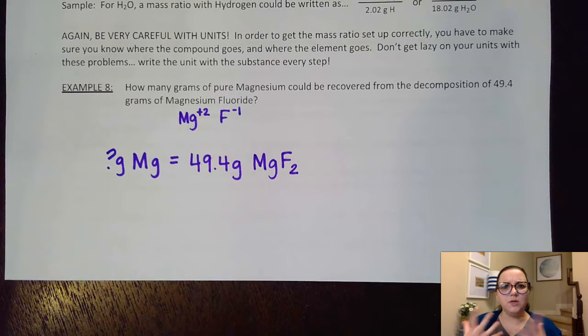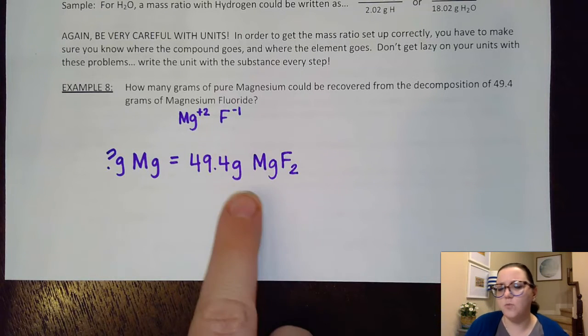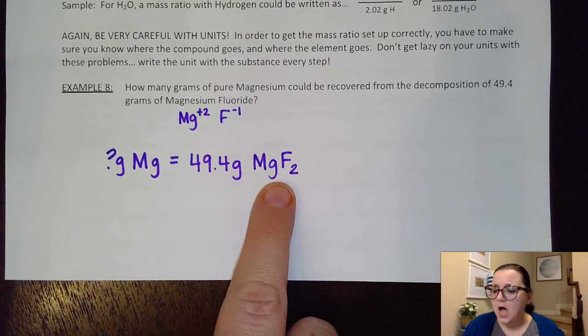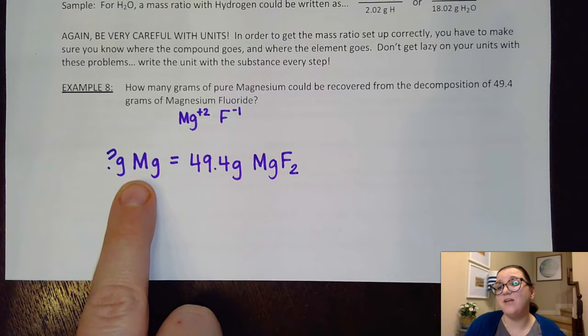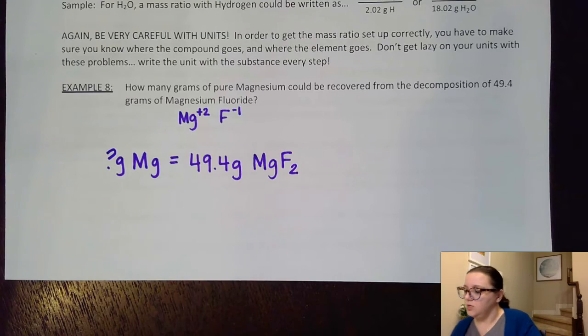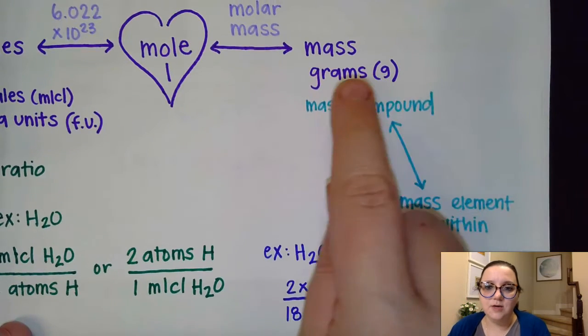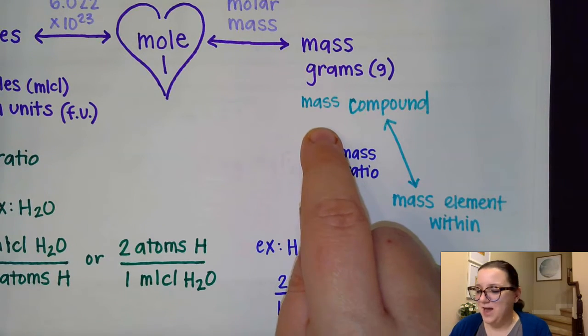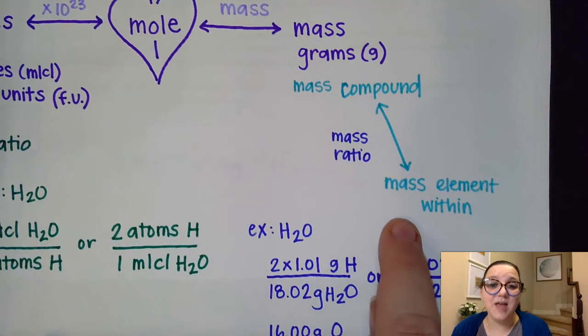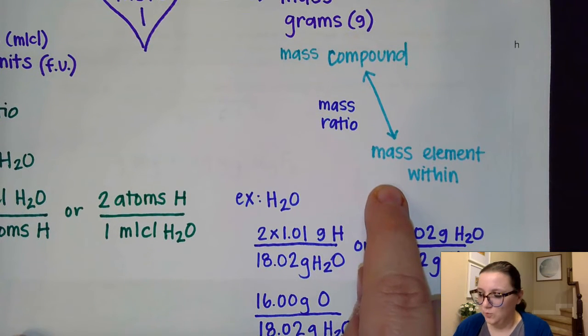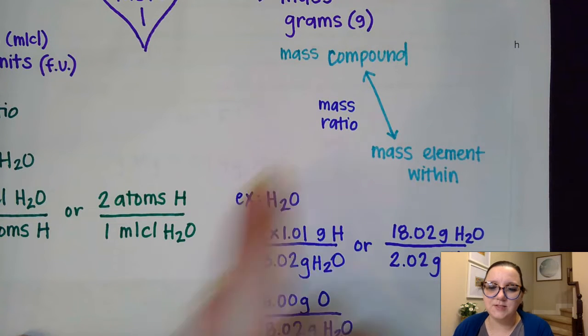So I'm going to go consult my heart chart and see where I'm at. I see right now I have grams of a whole entire compound. I'm trying to get to the grams of an element inside of it. So right now, I'm here at mass of a compound, and I'm trying to get to the mass of an element within it. And I'm like, ooh, that means I'm going to be using a mass ratio.